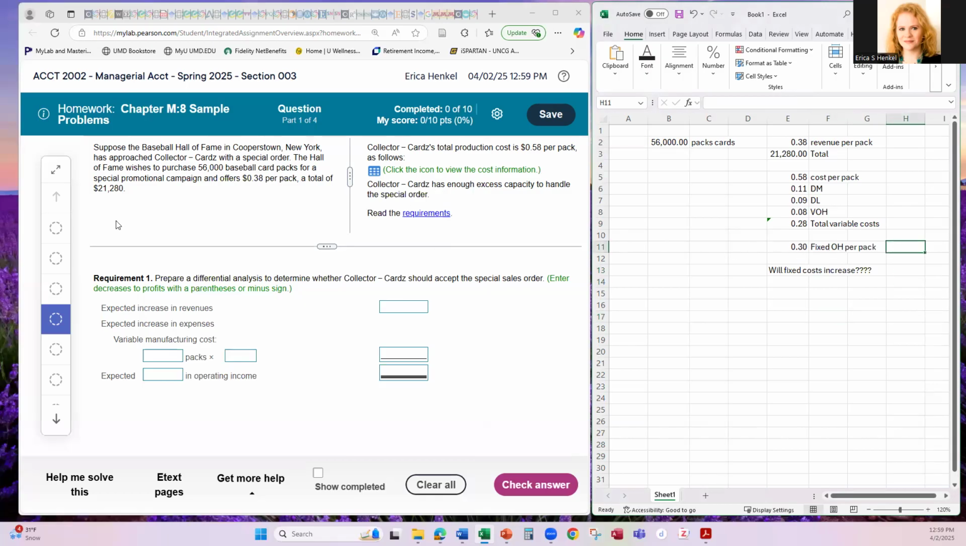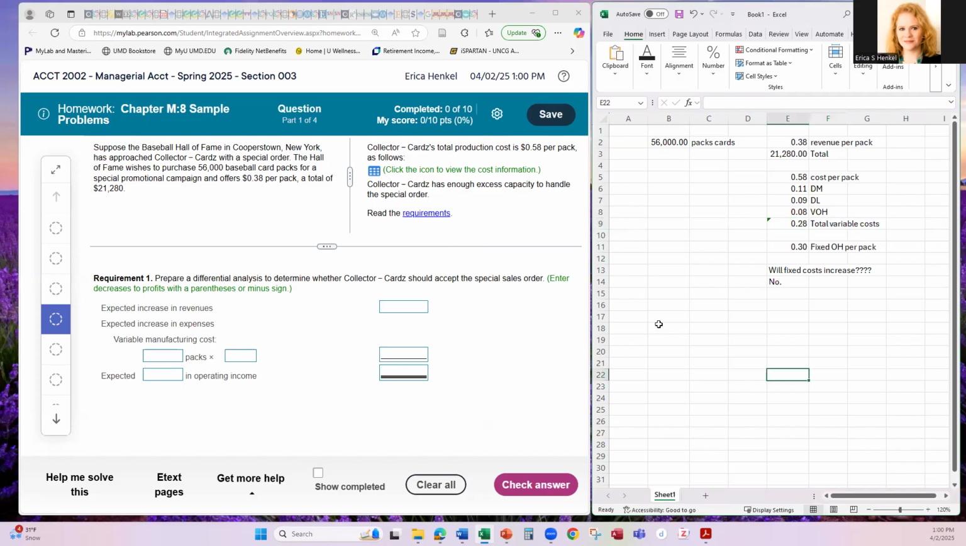If they're not going to change, then so here it says we have enough excess capacity to handle the special order. So what that tells us is that we don't have to do anything extra in terms of equipment or things like that in order to complete this order. So no, they will not. Okay. So because of that, we're just going to totally ignore this right here. I was hoping for a strike through right there, but we're going to ignore this altogether. And really what we care about is this 28 cents.